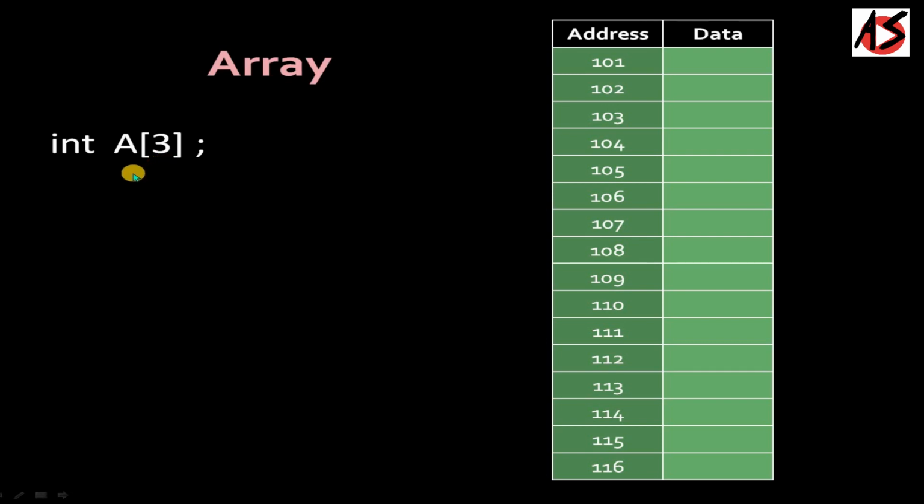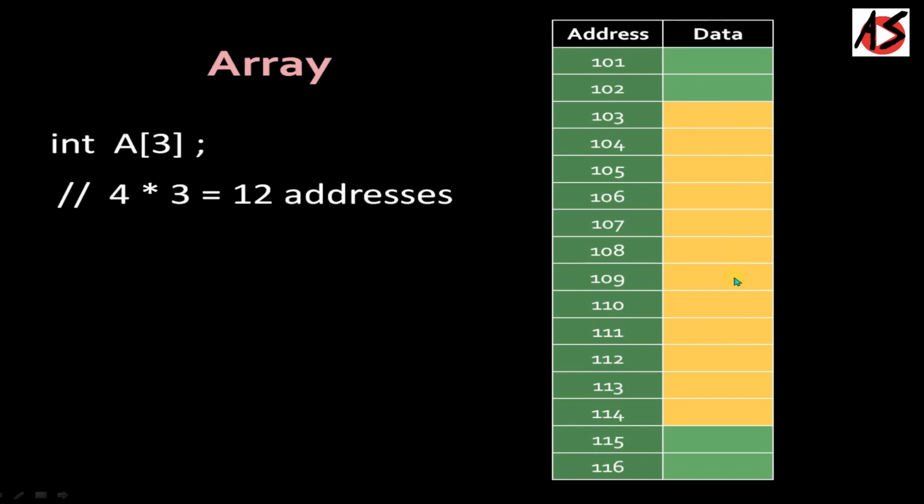Suppose our compiler allocates 4 bytes of memory to save an integer data type element. Some compilers give 2 bytes, some give 4 bytes. Here we consider 4 bytes per integer. Then with 3 elements, we require 12 different addresses to store the array A with dimension 3. So our operating system gives 12 address spaces to store our array A[3].